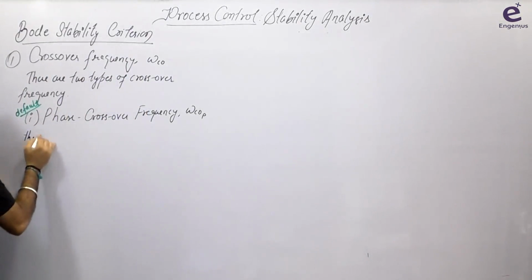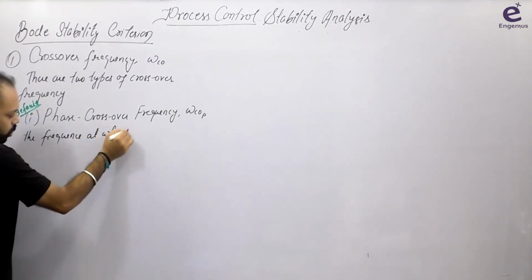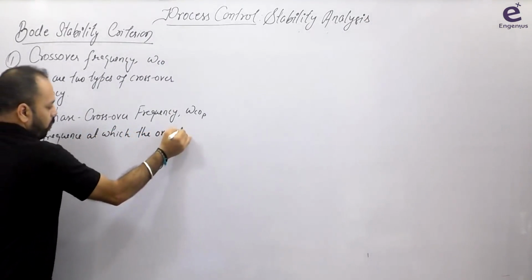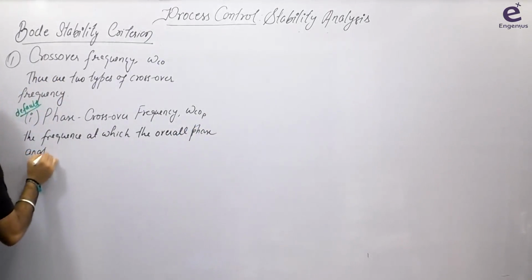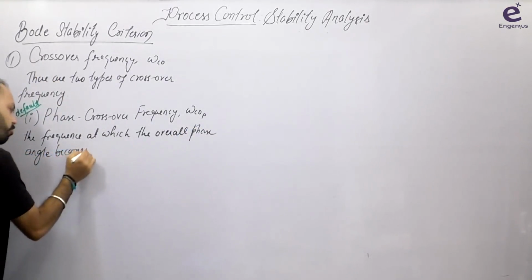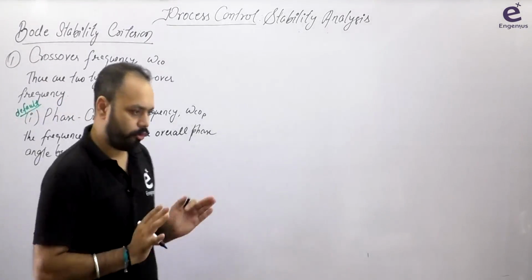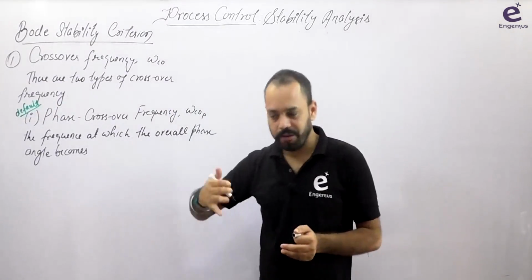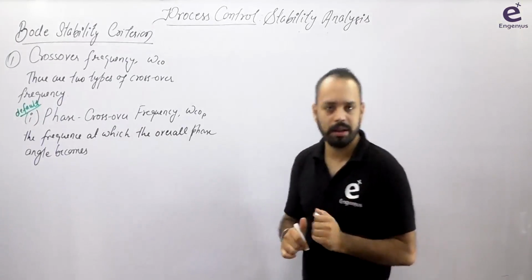The frequency, meaning radian frequency, at which the overall phase angle becomes equal to, what is phase angle? Phi. What is overall? Overall means, suppose you have a transfer function which is made up of individual components. So how do you write phi overall? Phi 1 plus phi 2 plus phi 3, where phi 1, phi 2, phi 3 are the phase angles of the basic individual components, the 7 basic components I had made you write down.